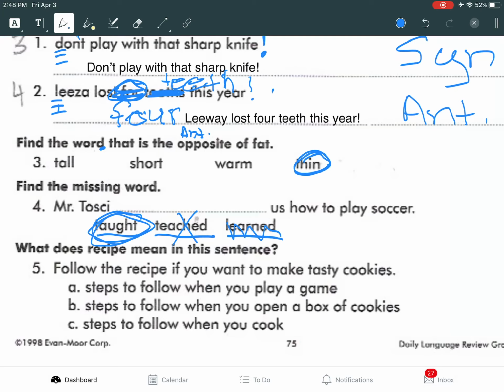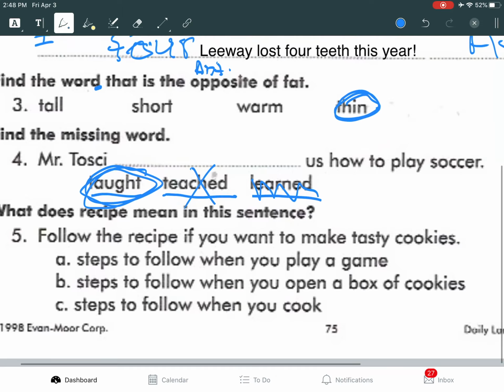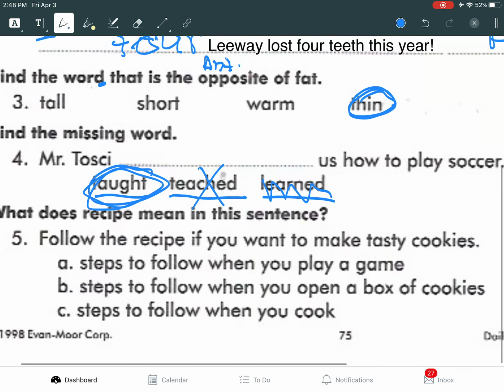Number 5, what does recipe mean in this sentence? Follow the recipe if you want to make tasty cookies. My Alex made some very tasty brownies yesterday. Let me just say, they were delicious. He's a very good brownie maker. But we're talking about this. Follow this recipe if you want to make tasty cookies.